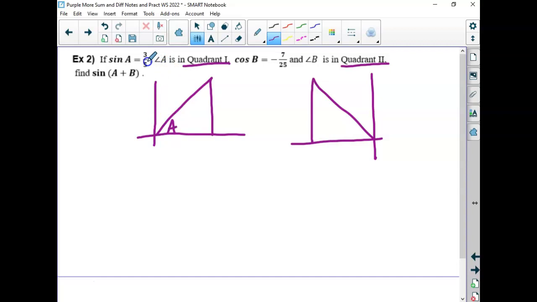Quadrant 1 is angle A. And it says the sine is 3/5. So where am I putting those? Opposite hypotenuse. Anybody know this one? 4. Yep. 25 minus 9 is 16. Square root is 4.